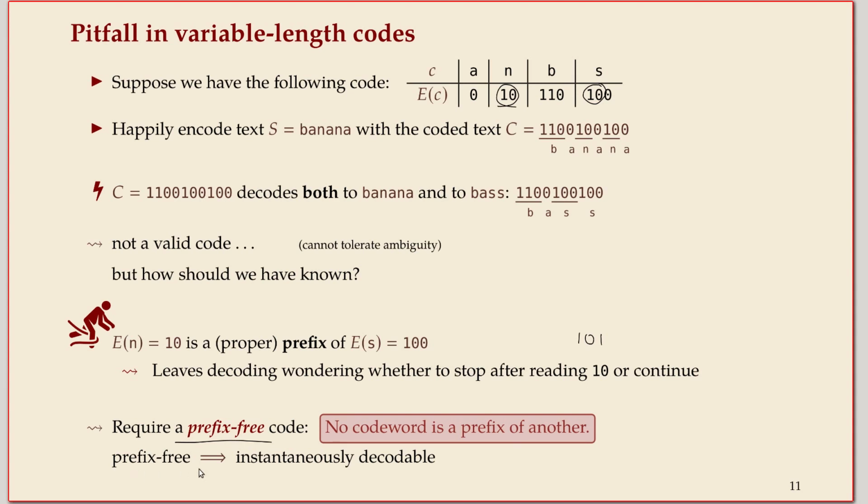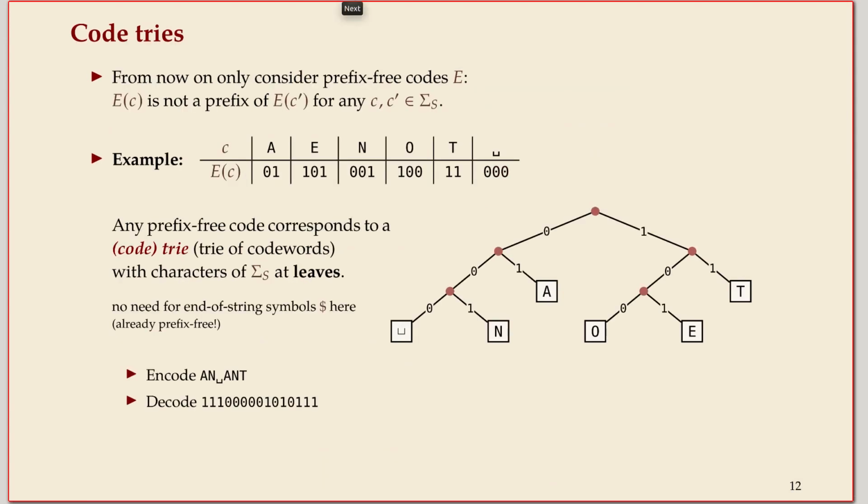If a code is prefix-free, it's instantaneously decodable in the sense that whenever I read a piece of the text and that matches a code word, I can instantaneously claim in the source text there's the character that's represented by this code word, and I don't have to continue reading to figure out what this meant. And that's a good code. These are the codes that we like.